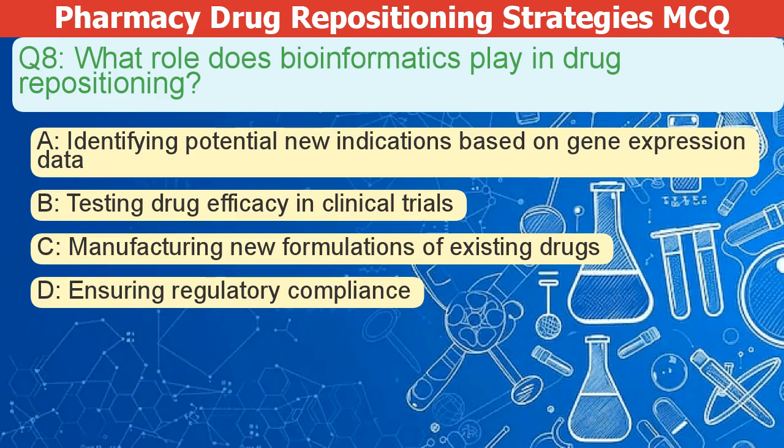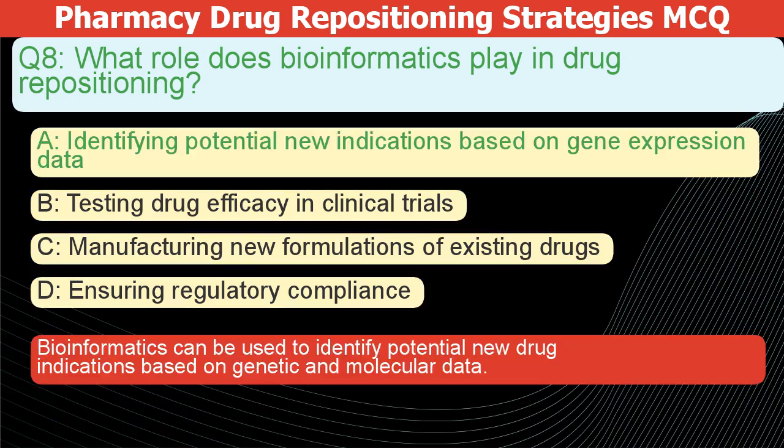What role does bioinformatics play in drug repositioning? A. Identifying potential new indications based on gene expression data. B. Testing drug efficacy in clinical trials. C. Manufacturing new formulations of existing drugs. D. Ensuring regulatory compliance. The correct answer is A. Bioinformatics can be used to identify potential new drug indications based on genetic and molecular data.